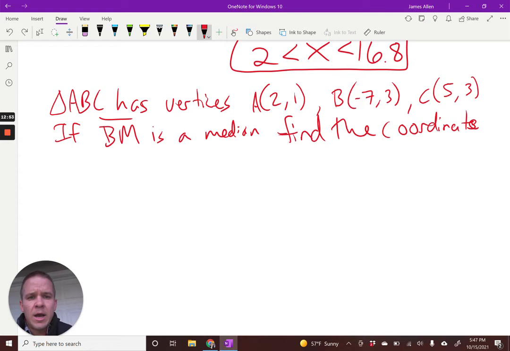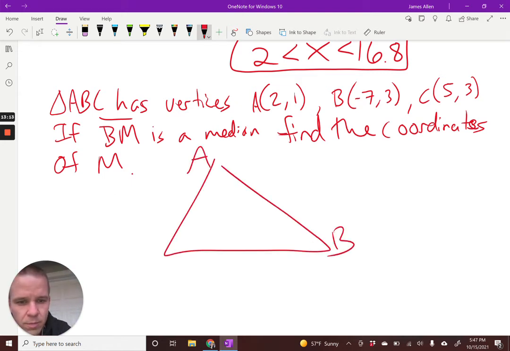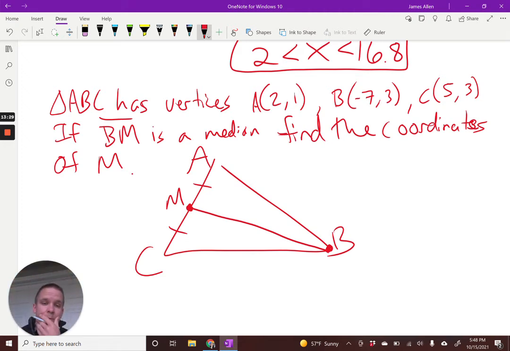All right. Let's see here. So the triangle ABC has vertices A, B, and C, those points. If BM is a median, find the coordinates of M. Okay. So if I had this triangle drawn out on a graph, which I could do, we don't have to, but I'm just going to draw at least a triangle ABC. If I have a median BM, well, where's that going to be drawn from? Where is point M even on this thing? Well, if I start at B and I draw to the midpoint of the opposite side, that's where M would be.